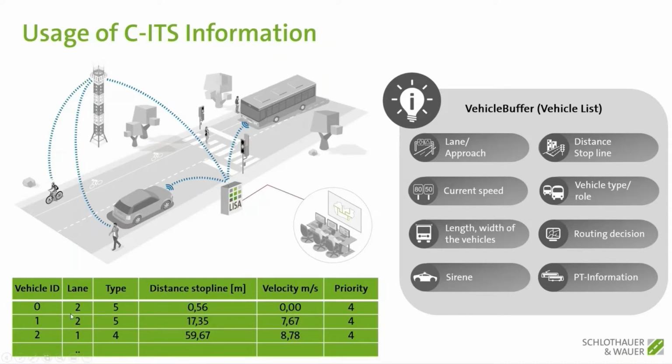Then in a map matching process, you get the ID of the lane. And with the map message, you know where it is, where the lane is, and which signal group is responsible for that. You see the distance to the stop line, you see the current velocity, and you see the priority of the car. All that information you can directly use in the signal control right now.